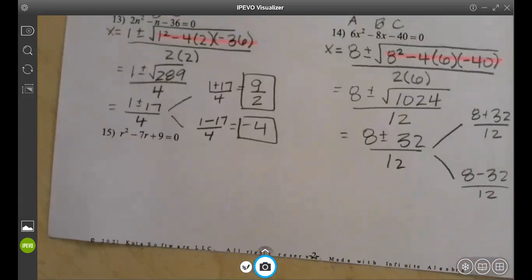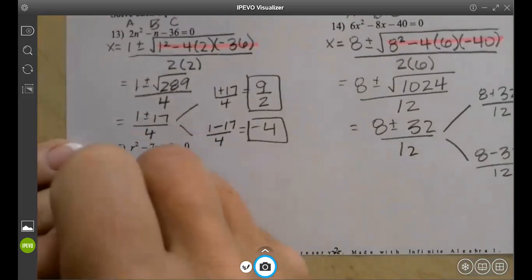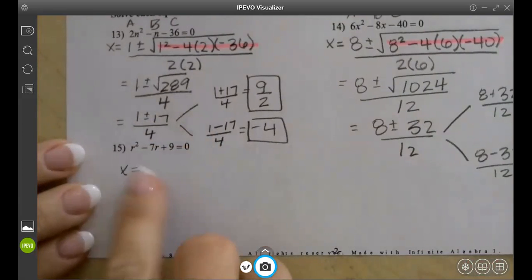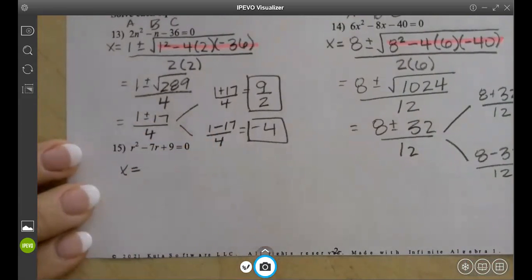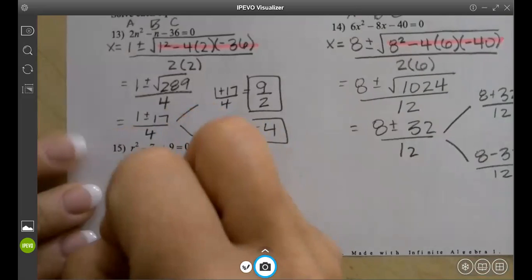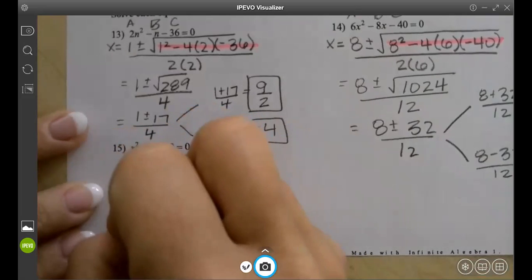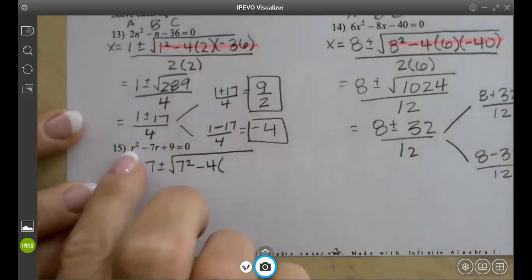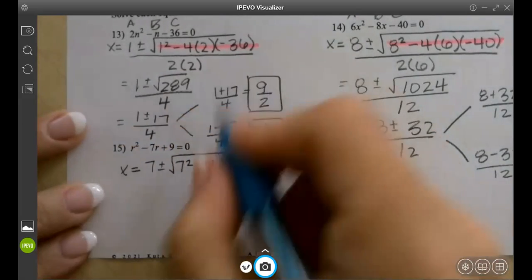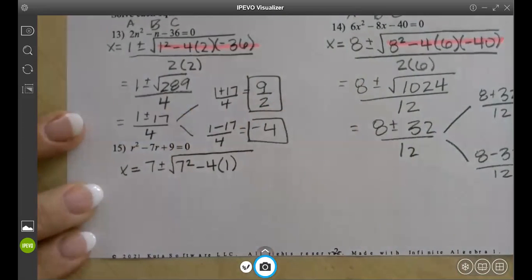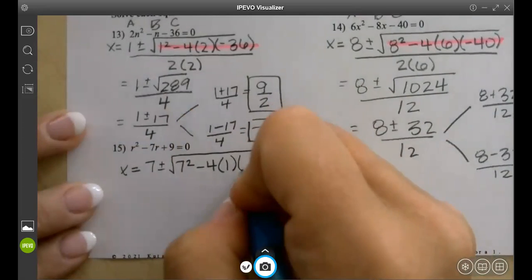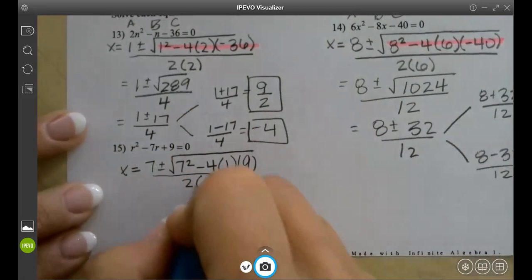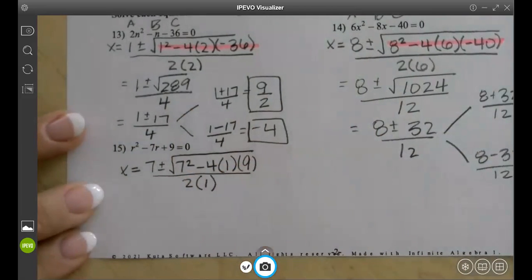We have r squared minus 7r plus 9. We need to change the sign of b, so what's going to go in the front? A positive 7. Plus or minus, big fat square root, 7 squared. Minus 4 times a is 1, because it is 1r squared. C is your last number, which is 9. All over 2 times a, or 1 again.